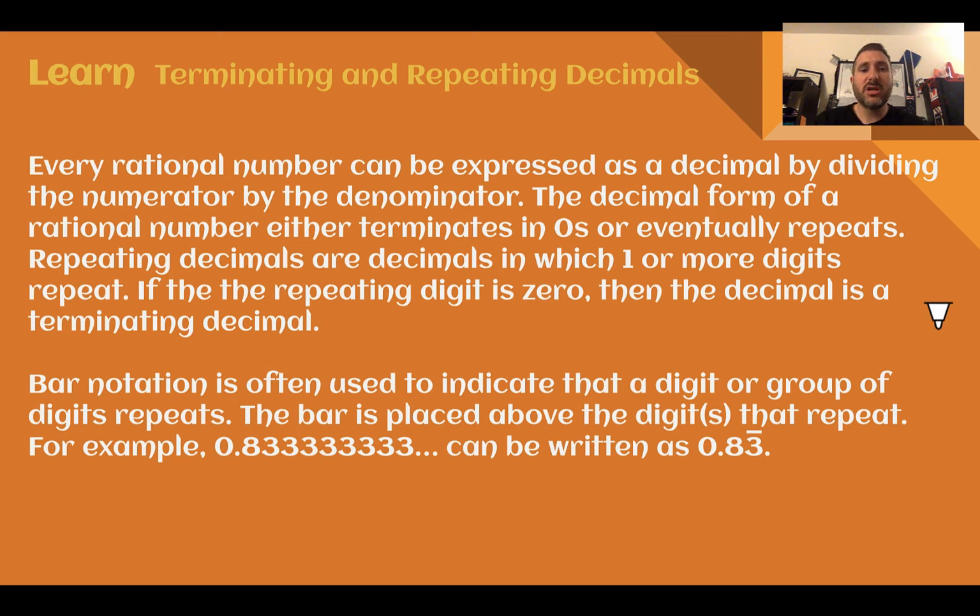When we have repeating decimals, bar notation is used to indicate that a digit or group of digits repeats. So the bar is placed above the digit that repeats. So here we have 0.8333333, and so on. The 3 is what's repeating over and over. It's the same number pattern over and over. We would write the part that repeats with a bar over it, so this would be shortened to 0.83 with a bar. And you might hear it said as 0.83 bar or 0.83 repeating.